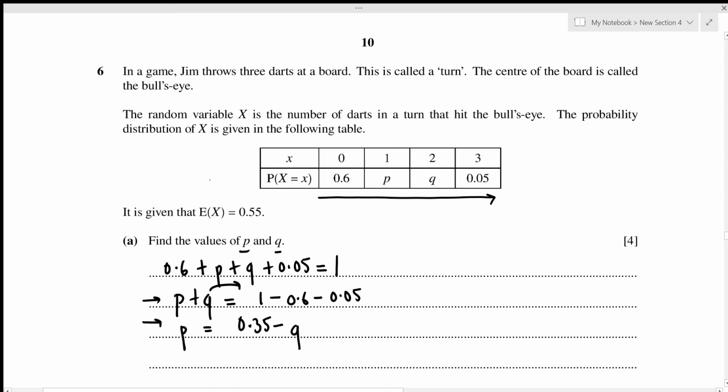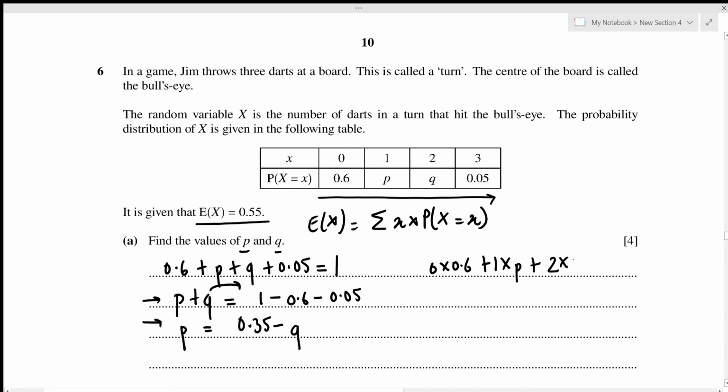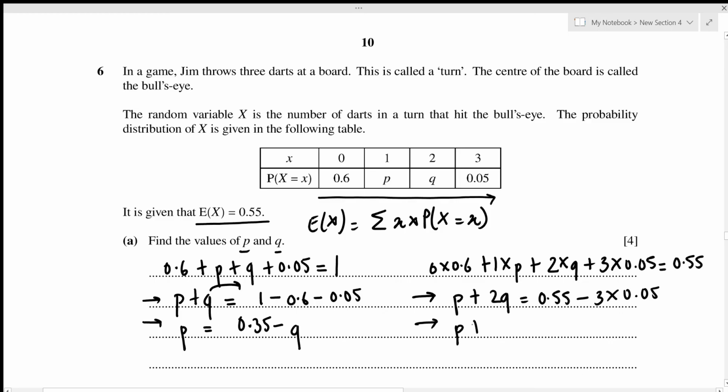Now for the second equation, we're going to use the information for the expectation. So we know that the expectation of x is just going to be summation of x along with its product to the respective probability. So in this case, that's going to be 0 into 0.6 plus 1 into p plus 2 into q plus 3 into 0.05. This is equal to 0.55. Alright, so that's just p plus 2q equals 0.55 minus 3 into 0.05. So that's just going to be p plus 2q equals 0.4.